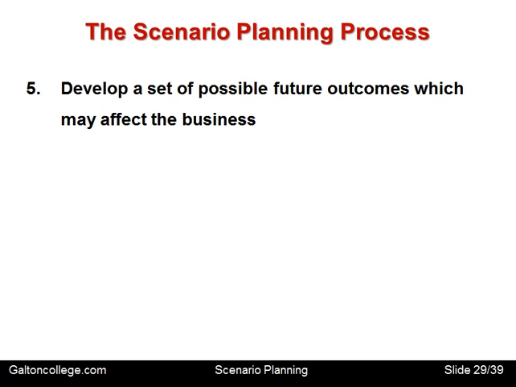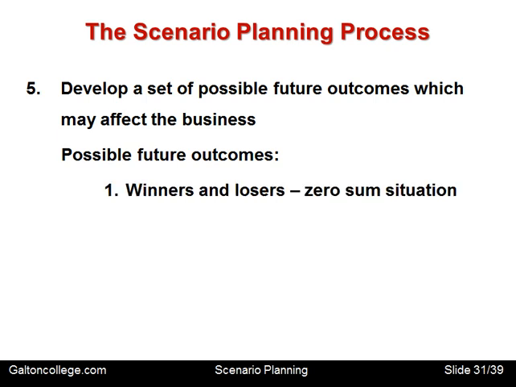Develop a set of possible future outcomes which may affect the business. Now the possible future outcomes, well, these could be winners and losers, what's known in the theory of games as a zero-sum situation. Look at the possible outcomes if a certain scenario arises. If it's the case that one group wins, and whatever they win, another group loses, then the sum of the benefits comes to zero, because the losses exactly match the gains.